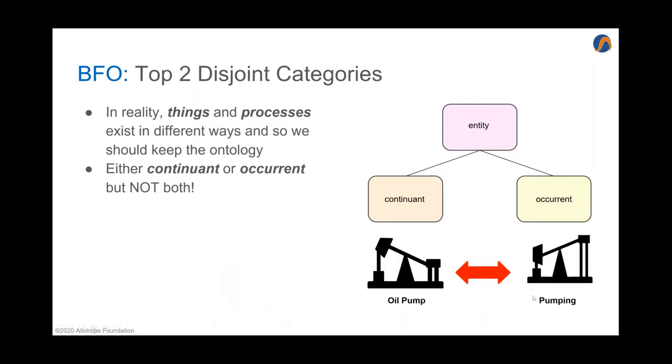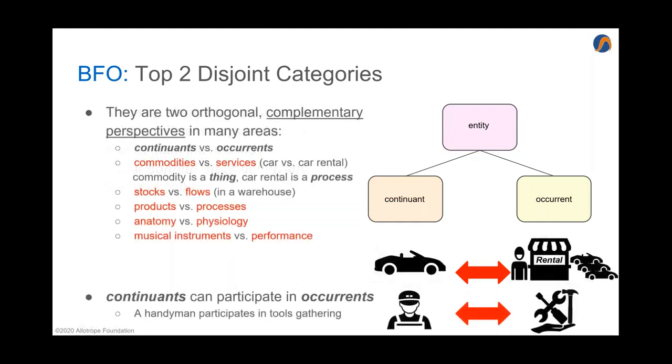In reality, processes and things exist in different ways, and so we should keep that in the ontology. It can be either an oil pan, which is a continuant, or pumping, which is an occurrent. You can't have it both ways. Either it's the object itself or the process. So there are two completely orthogonal and complementary perspectives in many areas. Commodities versus services, car versus car rental. A commodity is a thing, a car rental is a process.